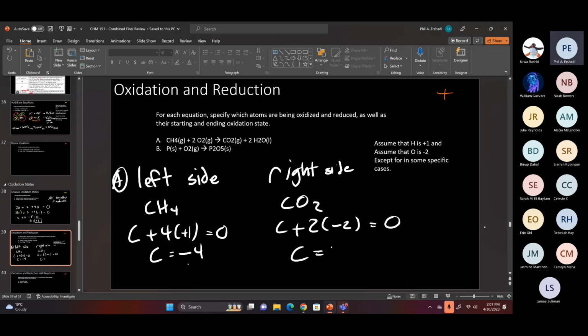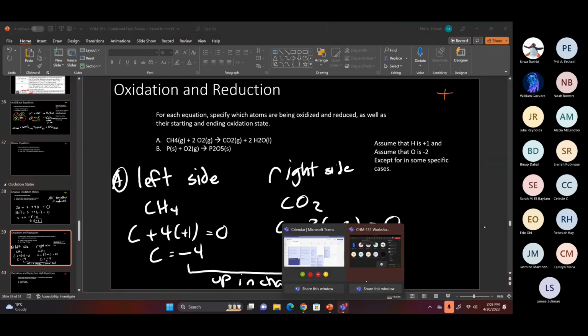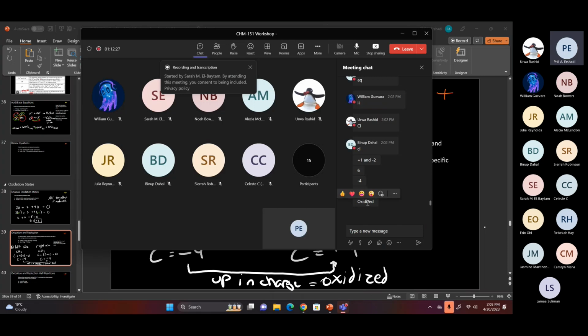+4, right. So do you see that from the left to the right, we have gone up in charge? And if you go up in charge, the word we use is oxidized. That's right. You knew that one.